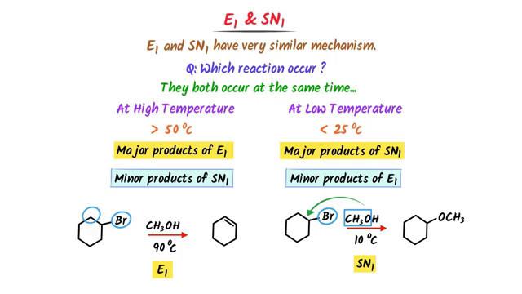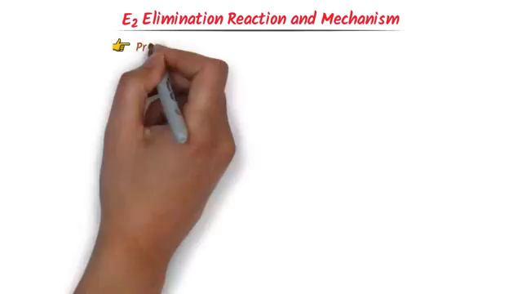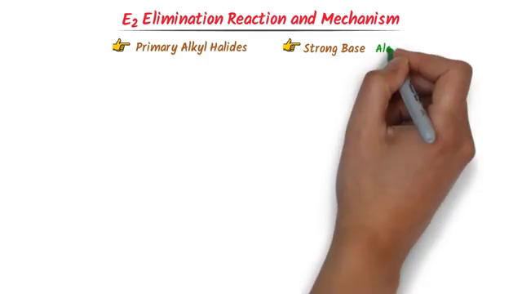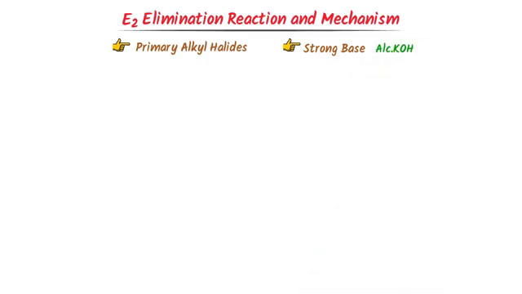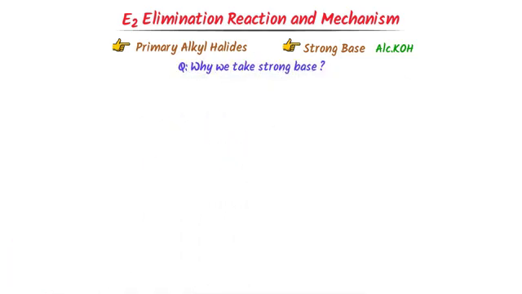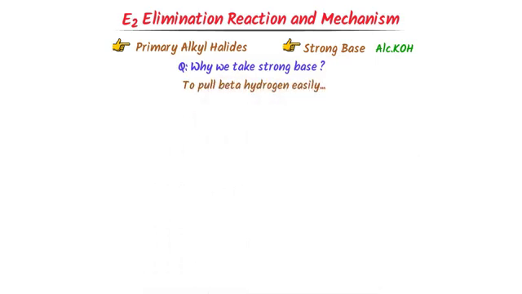Hence note it down. Now I will teach you E2 elimination reaction and its mechanism. In E2 elimination reaction, we take primary alkyl halides and strong base like alcoholic potassium hydroxide. Here is one important question. Why do we take strong base in E2 elimination reaction? Well, it is because strong base has the capacity to pull beta hydrogen in one step.